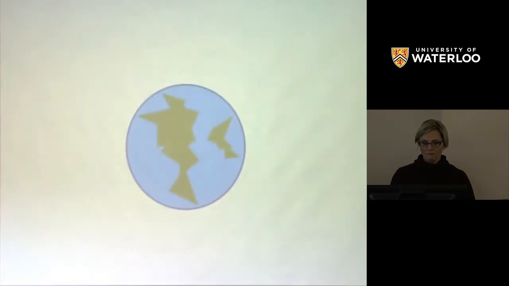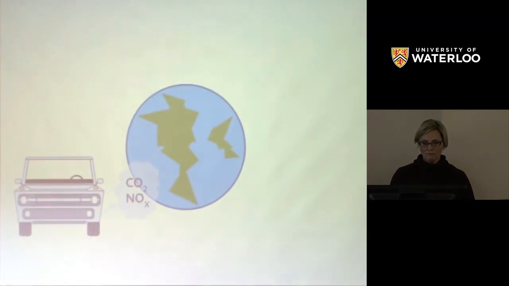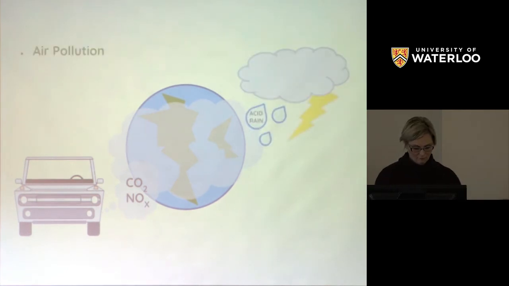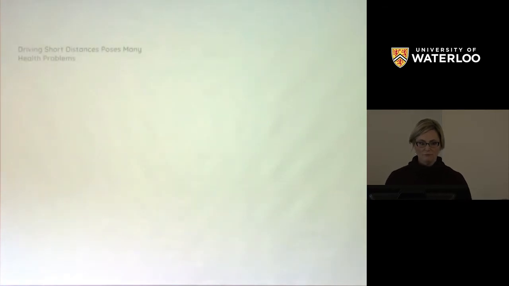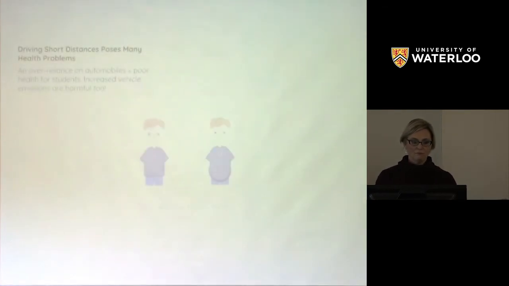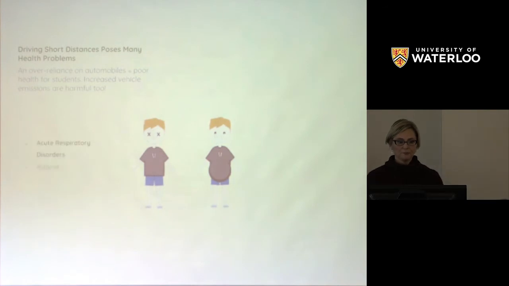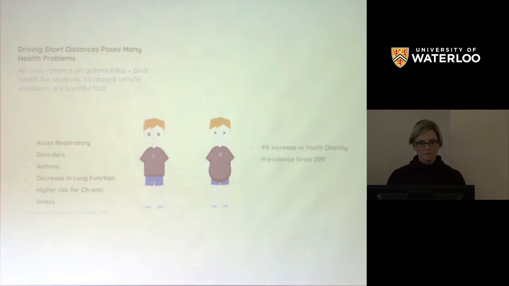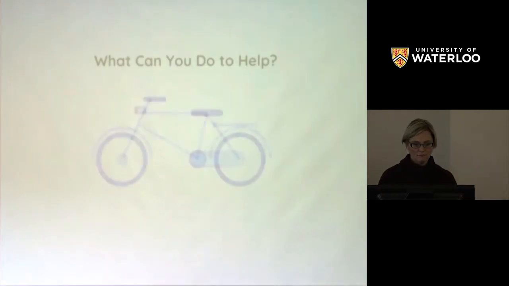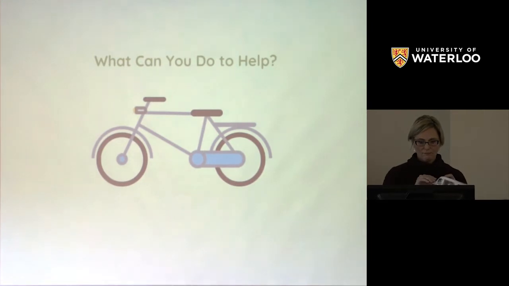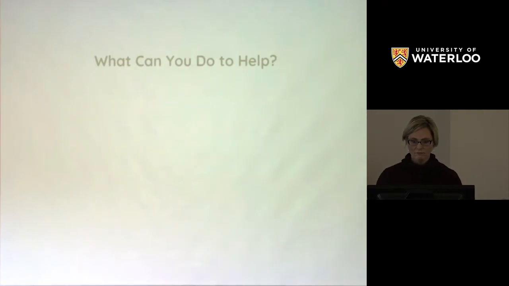Driving short distances is highly inefficient and produces greater nitrogen oxide emissions, which in turn creates acid rain. Negative impacts on the environment include air pollution and climate change. An over-reliance on automobiles poses many health problems for people, including acute respiratory disorders, asthma, decreasing lung function, and a higher risk for chronic illness. Cities are becoming obesity-prone environments as car use is limiting the amount of physical activity in our communities. So what can you do to help? You can bike. You can also lobby your universities and municipalities to implement a 3-part plan making cycling easier.